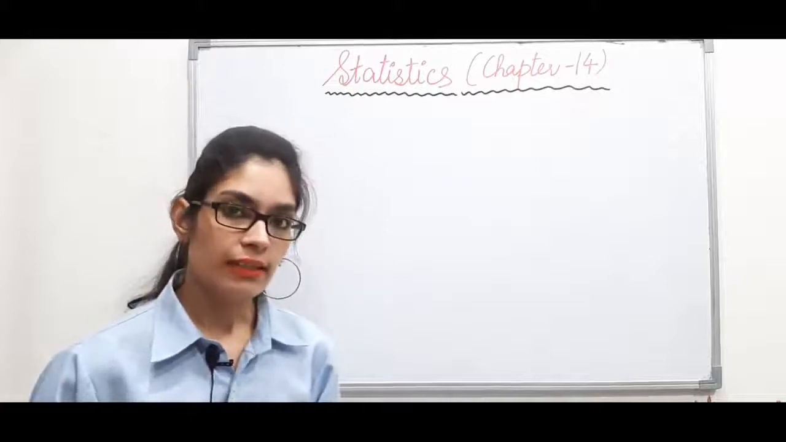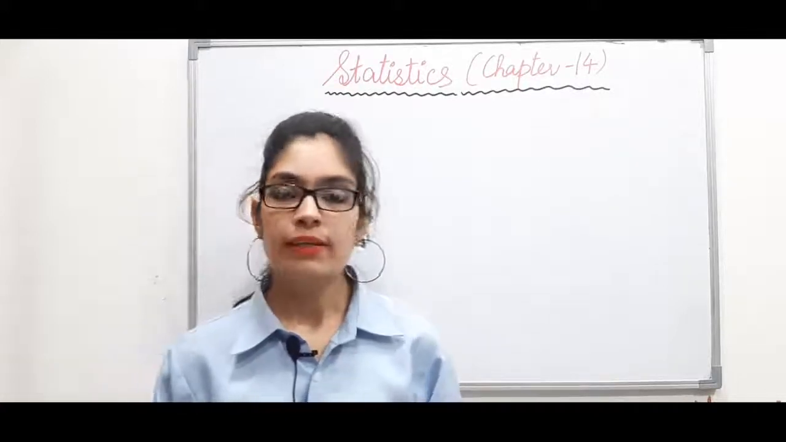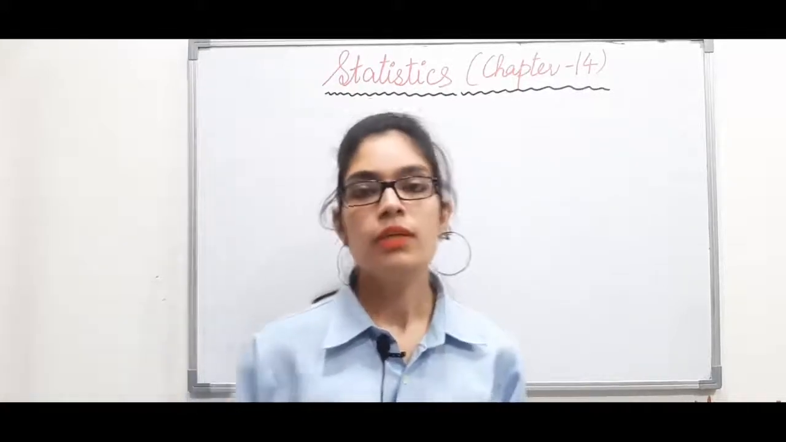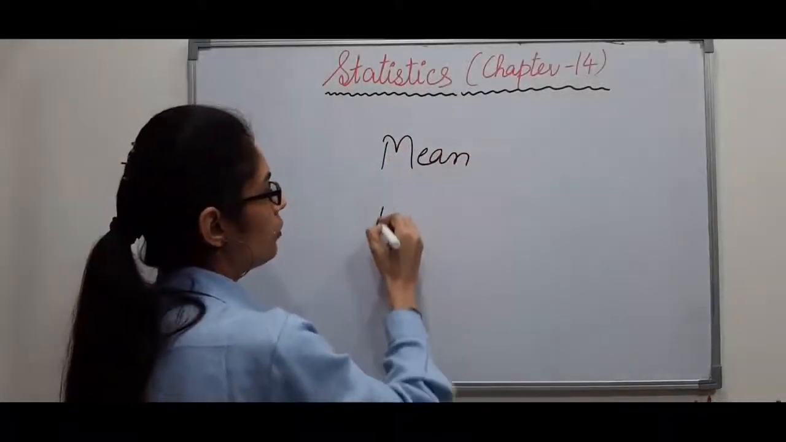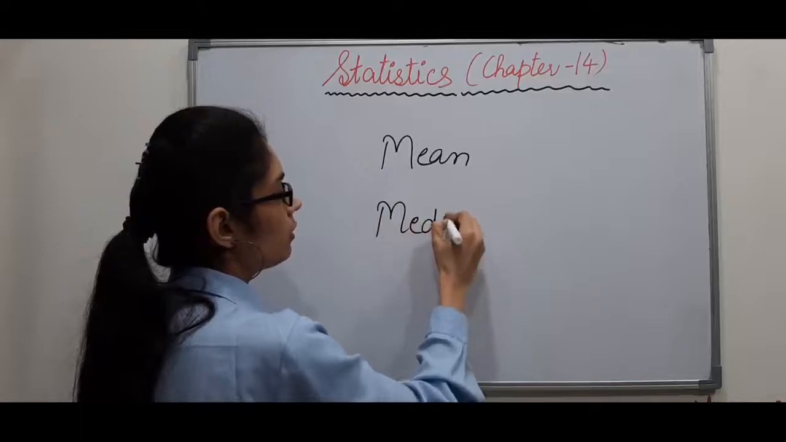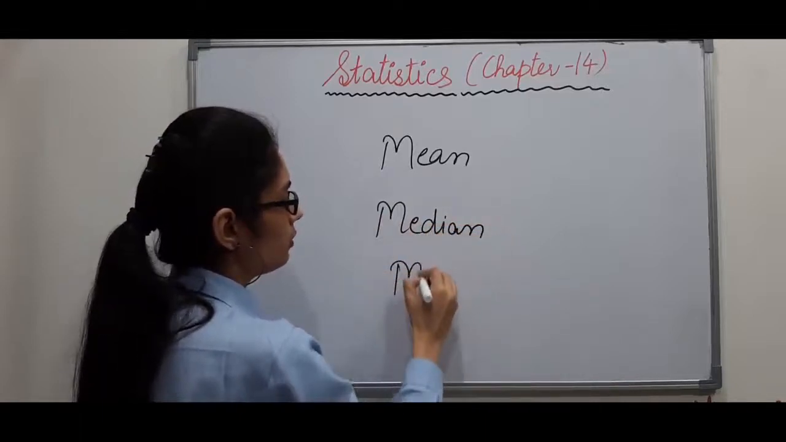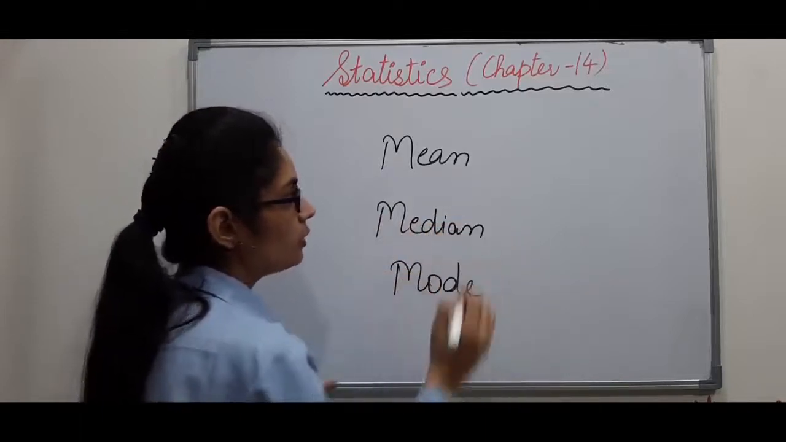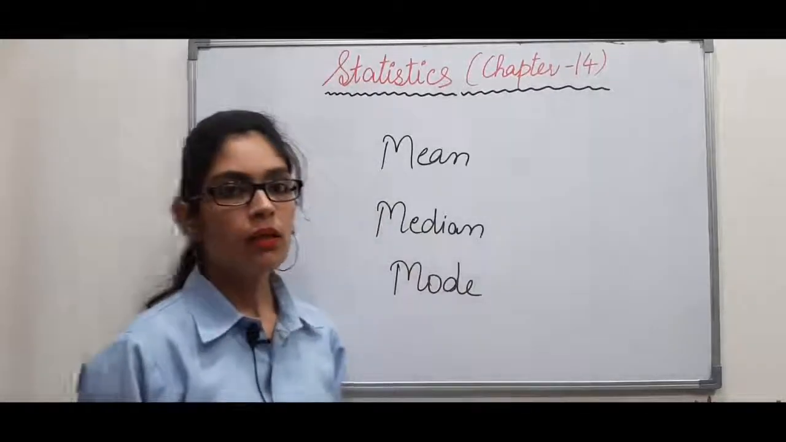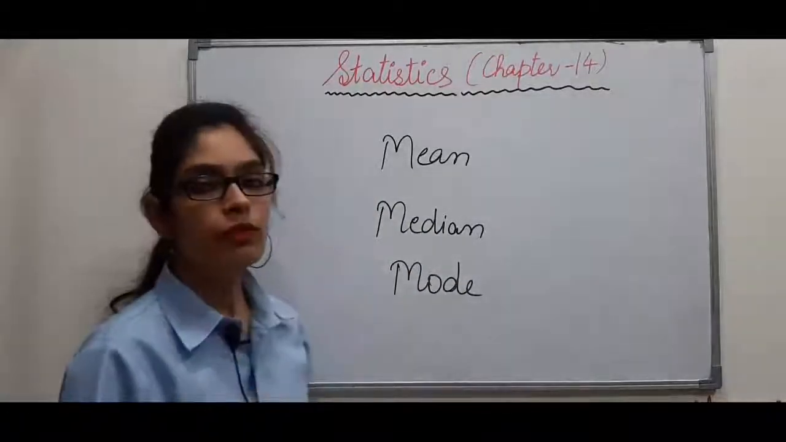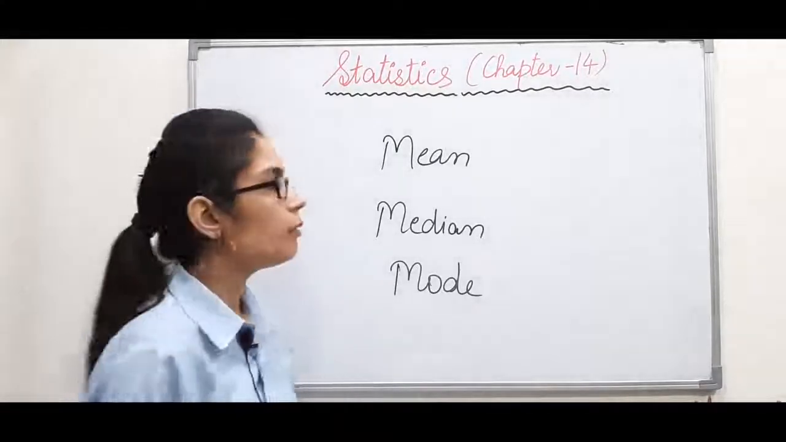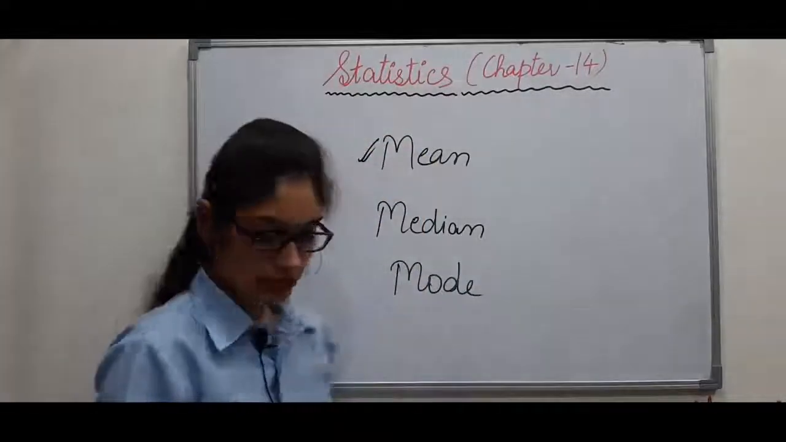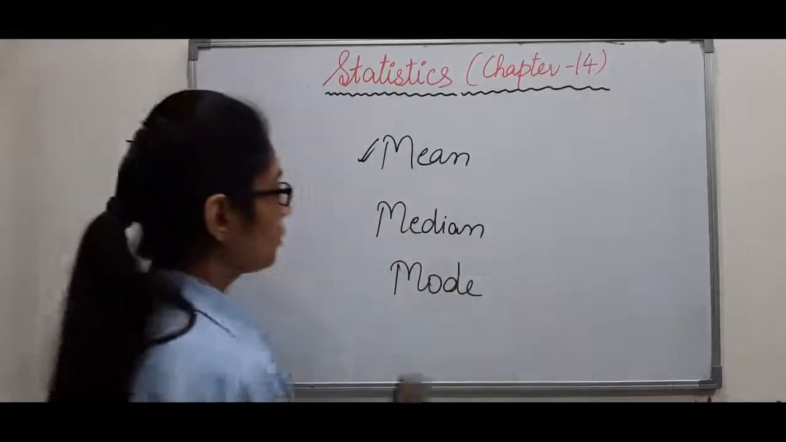So in class 10th under statistics, three things are there which you have to study. The first one is mean, second one is median, and third is mode. So these three terms you have to study in this class. In this video we will study about mean. So let's understand the meaning of mean.